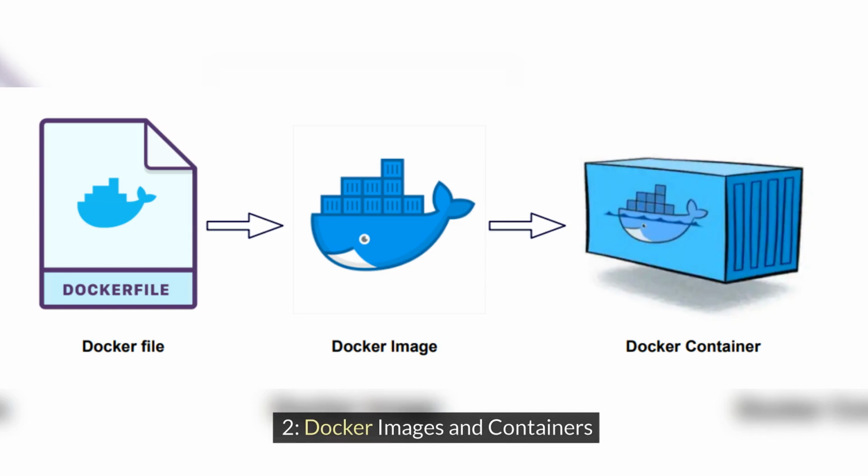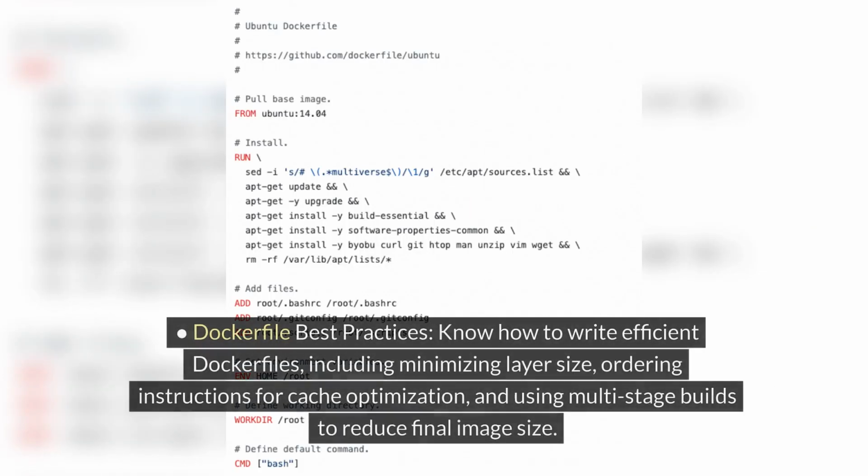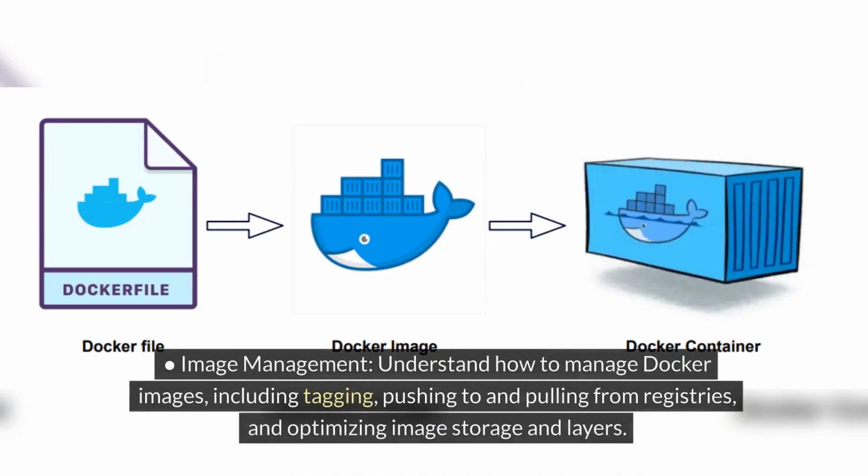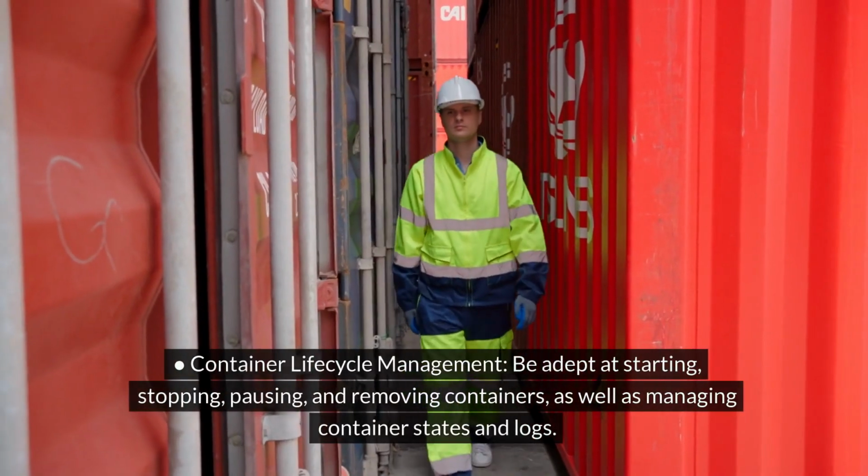2. Docker images and containers. Dockerfile best practices. Know how to write efficient Dockerfiles, including minimizing layer size, ordering instructions for cache optimization, and using multi-stage builds to reduce final image size. Image management. Understand how to manage Docker images, including tagging, pushing to and pulling from registries, and optimizing image storage and layers. Container lifecycle management.